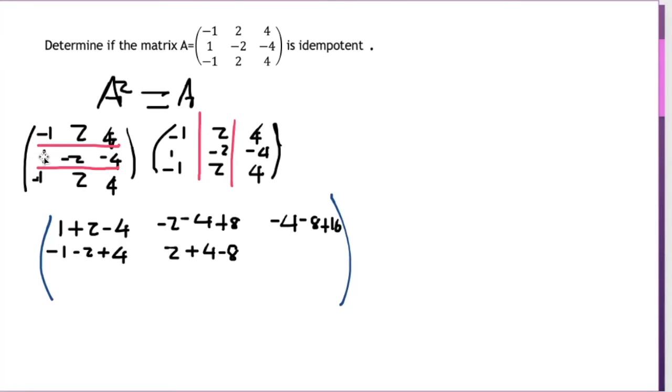Next, I'll multiply the second row times the last column. So 1 times 4, that's 4. Then I'll multiply -2 times -4, that's +8. Then I multiply -4 times 4, that's -16.